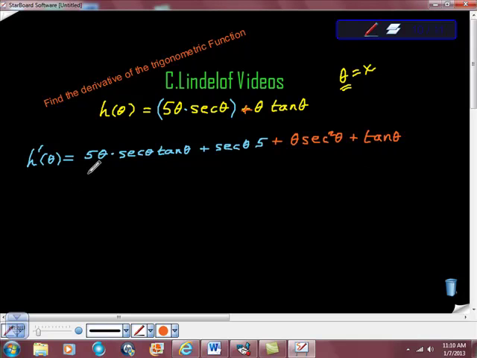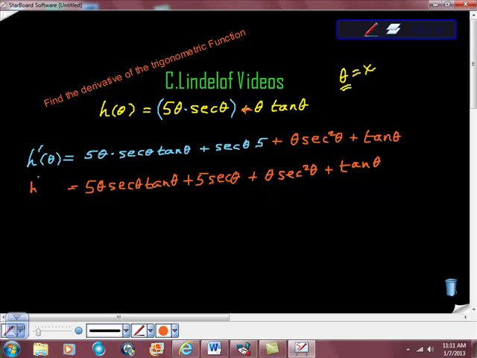From here, I'm going to clean this up a little bit, and I'm not going to go crazy with it. I could clean this up a little bit. I guess what I'm going to do is just rewrite this, putting the 5 to the front just to clean it up a tiny bit: 5 secant theta tan theta plus secant theta plus theta secant squared theta plus tan theta is going to be my final answer.